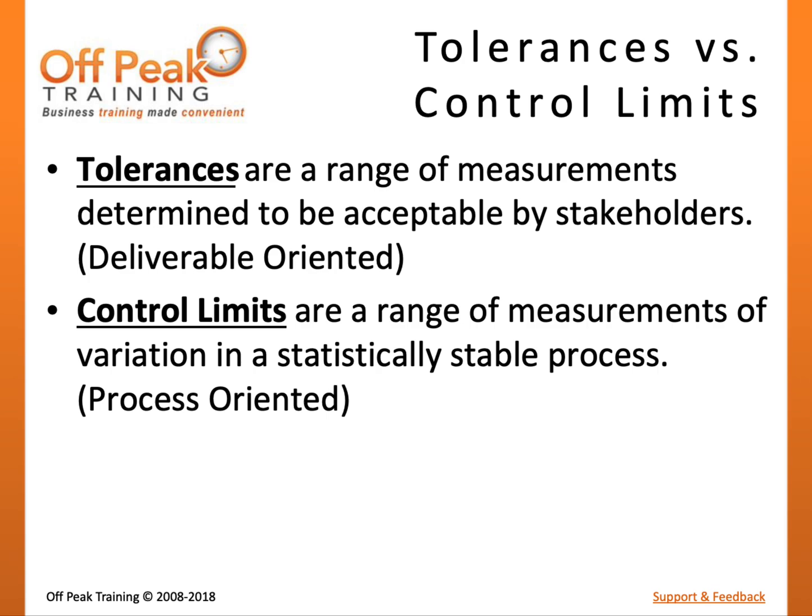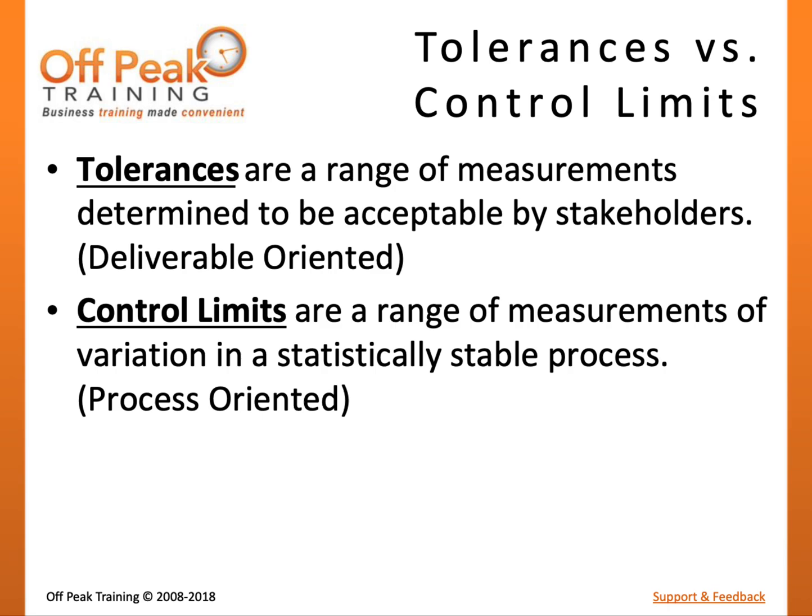Another pair of terms to compare and contrast is tolerance and control limits. Tolerances are a range of measurements that have been determined by project stakeholders as acceptable. Tolerances are more closely related to results, such as deliverables. For example, a measurement, such as a temperature, may have a desired result of 78 degrees, with tolerances of plus or minus 2 degrees. A result outside of the tolerances would be considered unacceptable.